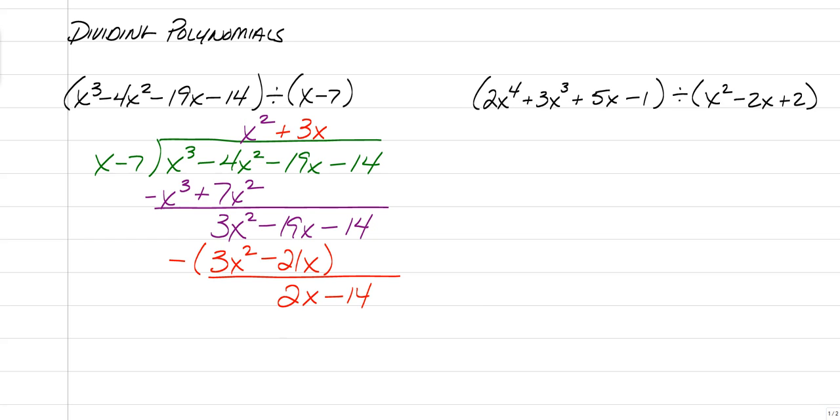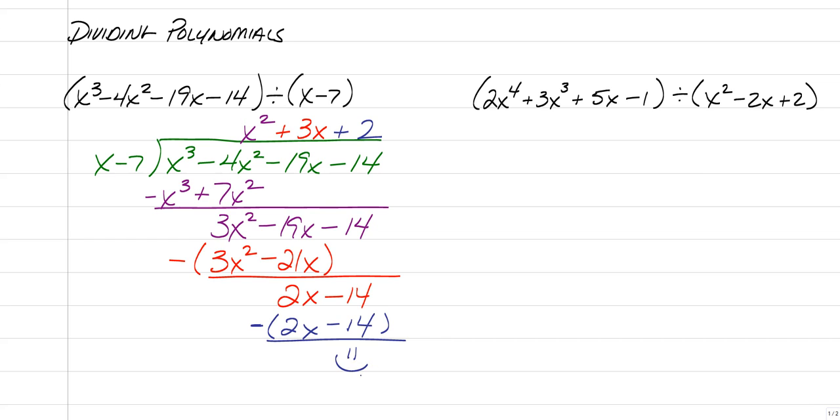Last step. How many times does x go into 2x? You need to multiply it by a 2. So 2 times x is 2x, and 2 times a negative 7 is a negative 14. Of course, you are subtracting, which means you're changing both of those signs. 2x minus 2x and negative 14 minus a negative, aka plus 14, cancels, and you're done. And you have no remainder.